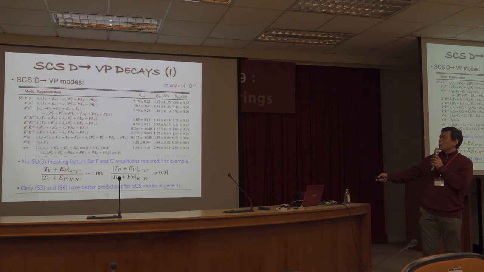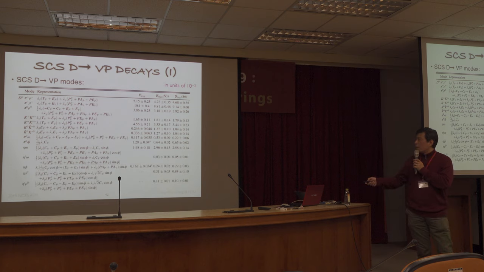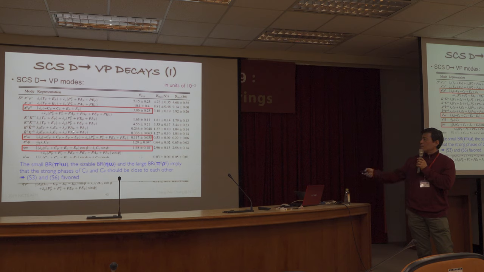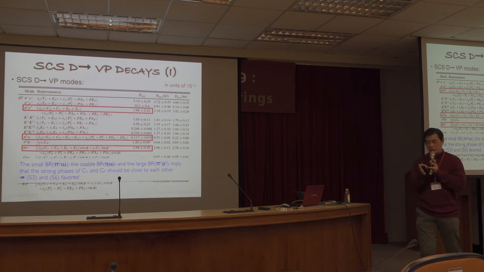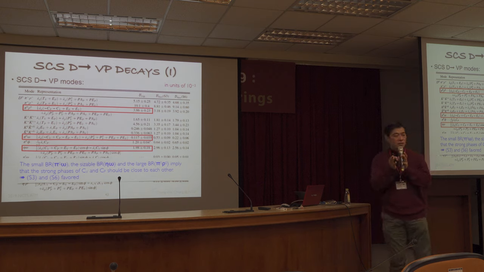Okay, so in general, going to the singly Cabibbo-suppressed mode, we found that there's no need to include the SU(3) breaking factor. And from these three modes, you see that this branching ratio is large, this is in the middle, and this is small. But they involve similar combinations of CP and CV. Here you can ignore exchange because it's smaller than the C diagrams. So this tells us that they should have a similar phase.